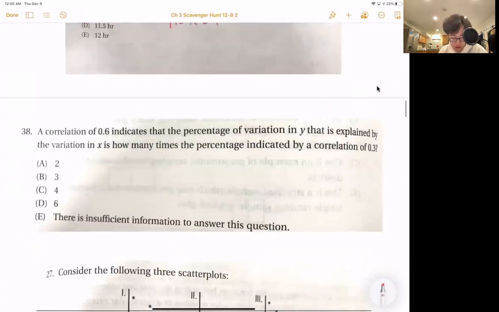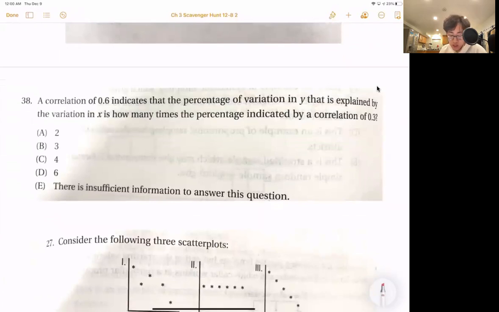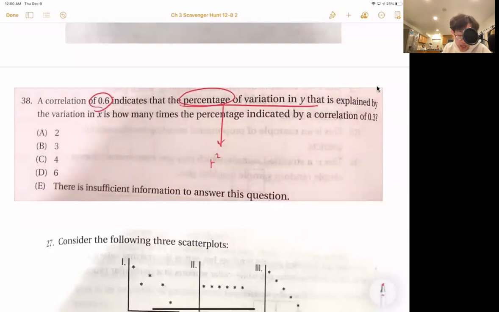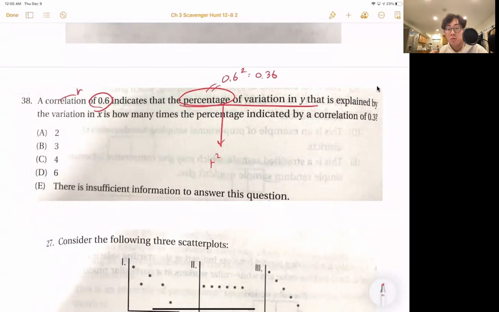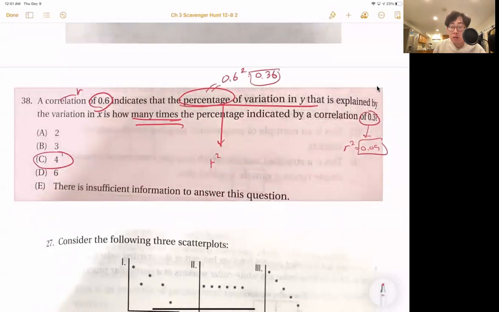And let's move on. A correlation of 0.6 indicates that the percentage of variation of Y. Remember, if you see this word right away, you know that that's R squared. So if it's 0.6 for correlation, remember correlation just straight up means R. The percentage is 0.6 squared, which is 0.36. So about 36% of the variation in Y. Then how many times the percentage indicated by the correlation of 0.3, R squared of that will be 0.09. So if you compare these two, it's actually 4 times the amount of R squared value. So the correct answer here should just be C.